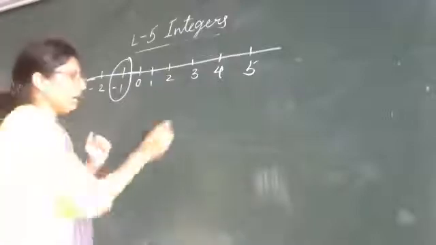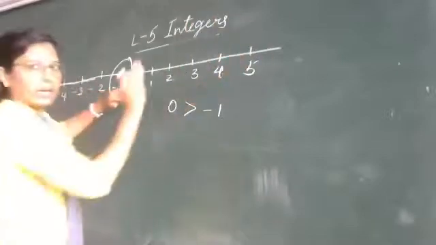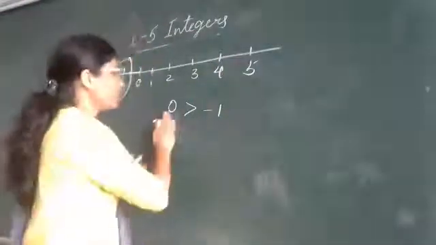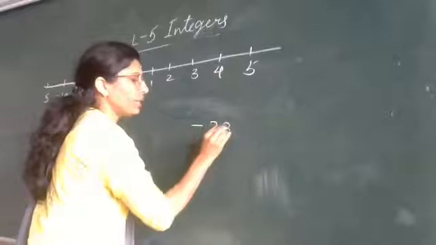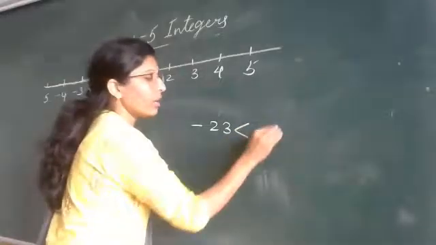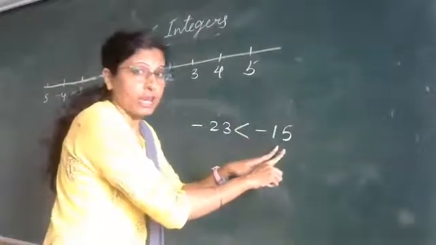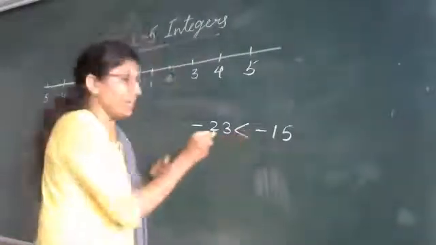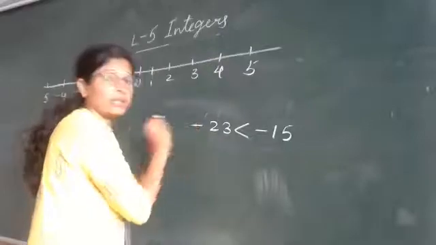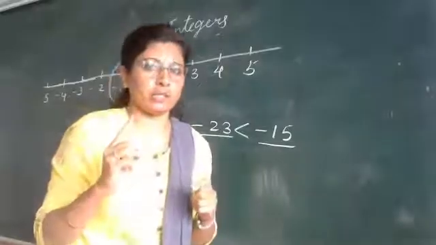Yes, ma'am. So here 0 is greater than minus 1. So you should remember these numbers on the right are greater, positive. And the negative numbers, as you go that side, they get smaller. Minus 23 is less than minus 15. You will think that 15 is less. No. If your minus sign is there, the 23 has the greater value, but it has the minus sign. So this is smaller and this is greater. You have to remember this.